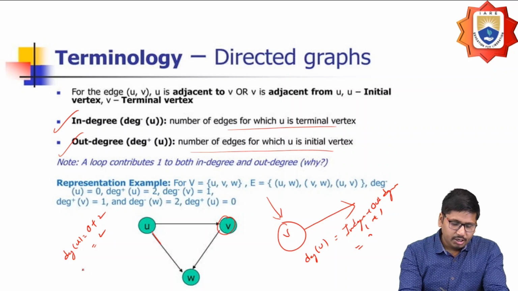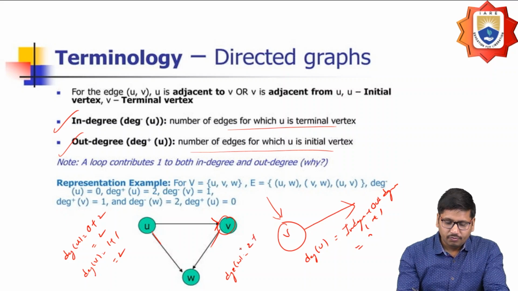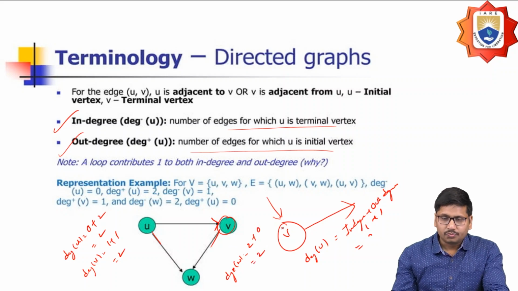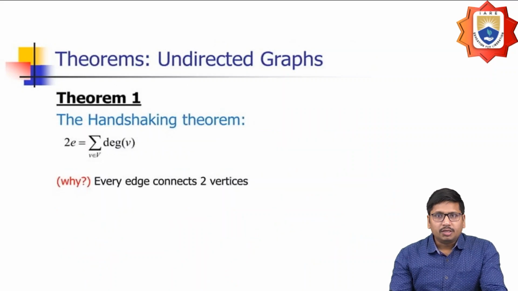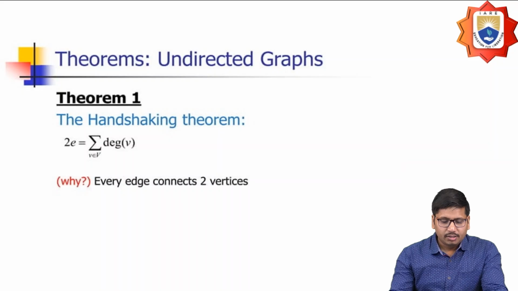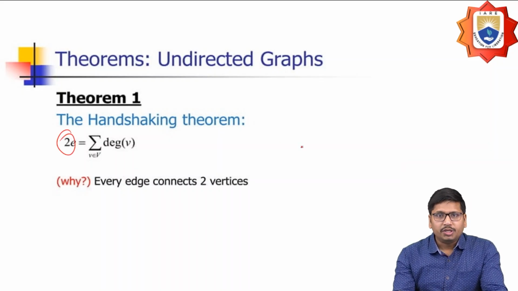And similarly, what should be the degree of vertex v? There is one incoming edge, so the in degree is 1, and one edge is leaving, so it should be 1 plus 1, 2 here. And what should be the degree of w? There are 2 incoming edges, so 2, and no outgoing edges from w, so 0. So the degree is 2. When it comes to the theorems of undirected graphs, according to the handshaking theorem, 2e should be equal to the summation of the degree of vertex v.